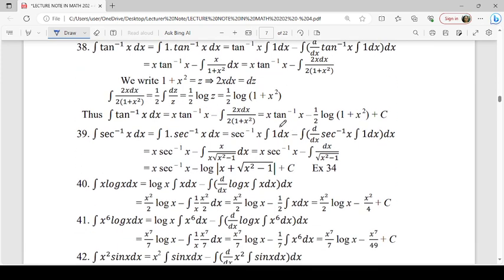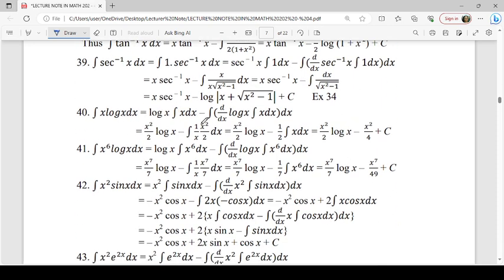All are explained here, just you do it step by step. This integration of x square minus 1, so applying this one, integration of x square minus a square, a is 1 here.